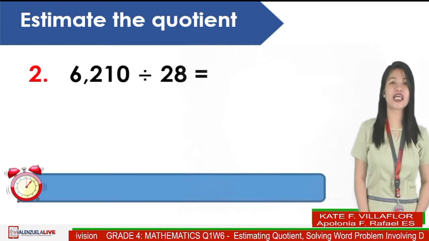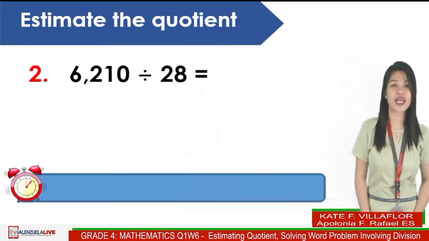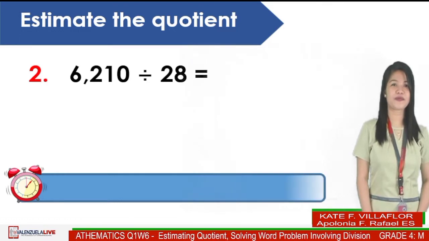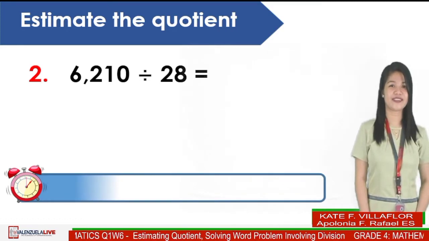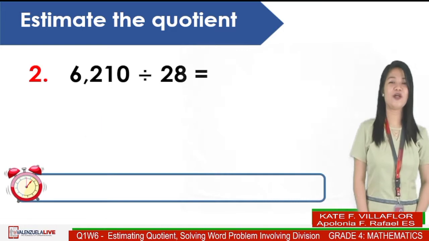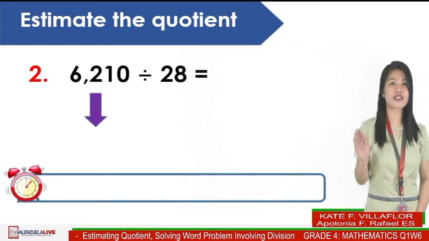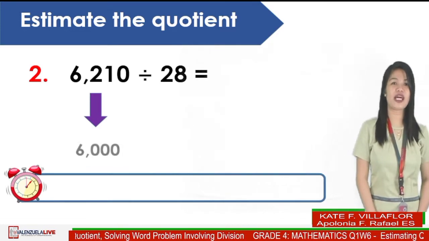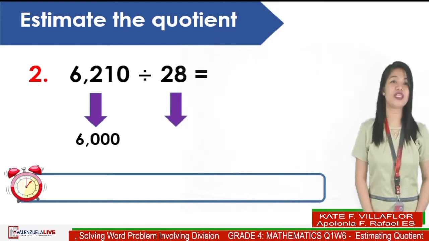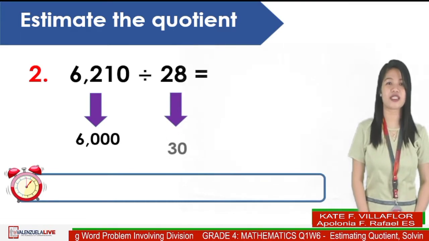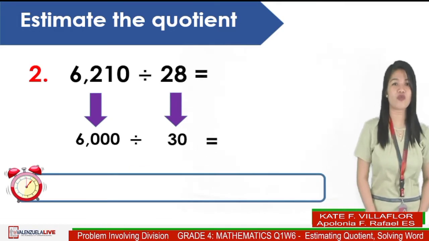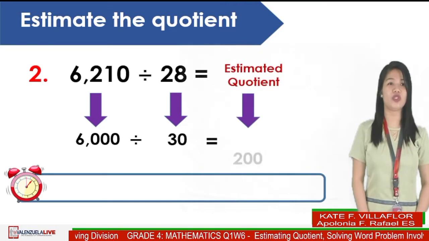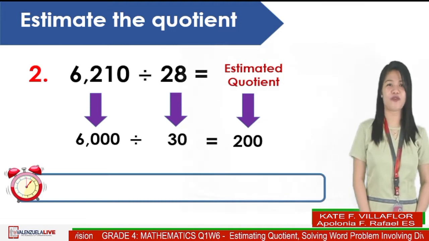Estimate the quotient of 6,210 divided by 28. I will give you 5 seconds to answer. Okay, time's up. Estimate first, or round up first, the dividend 6,210. To be rounded up, the answer is 6,000. Then rounding off the divisor, which is 28, the answer is 30. And the estimated quotient, when we divide 6,000 divided by 30, is equal to 200. Good job, grade 4 pupils.